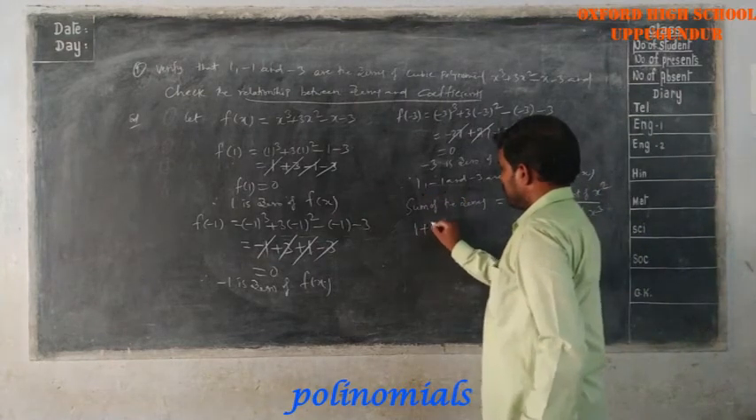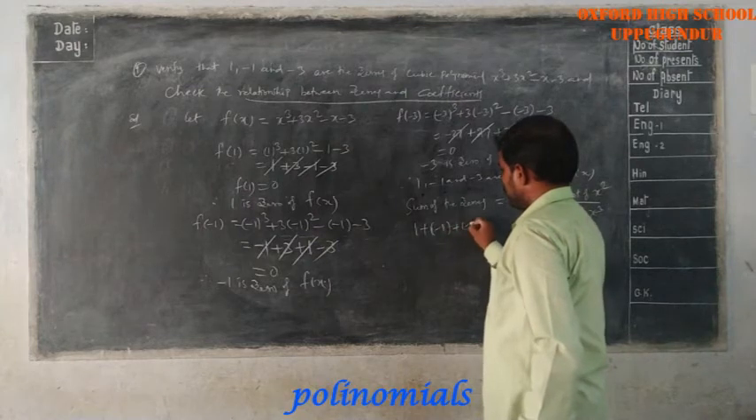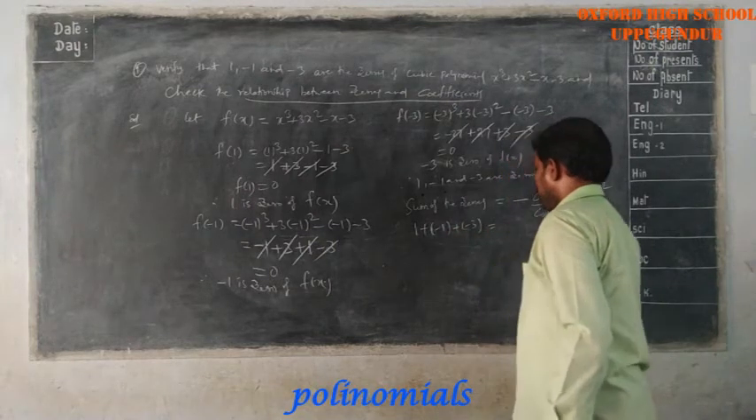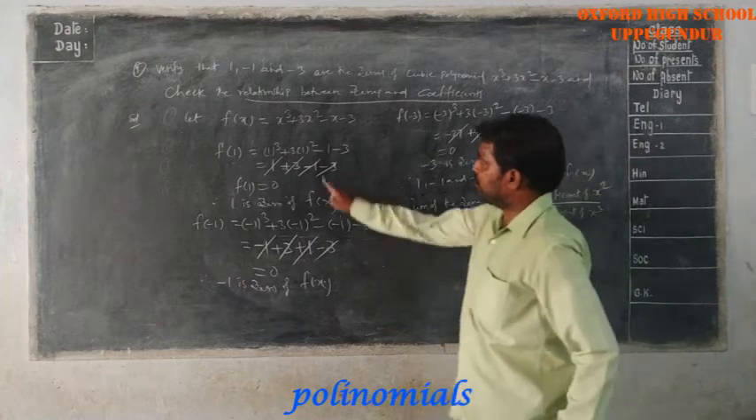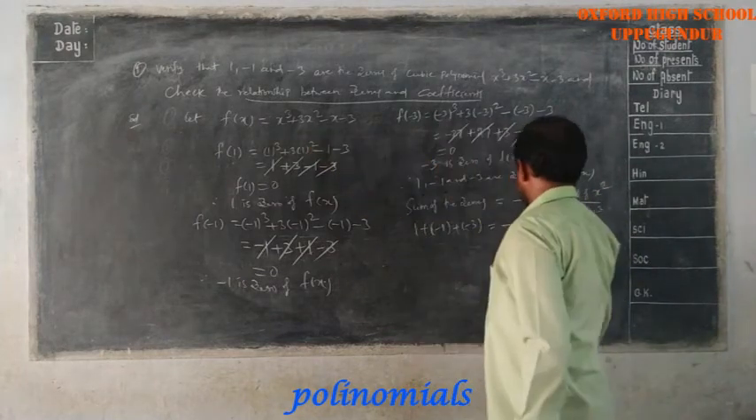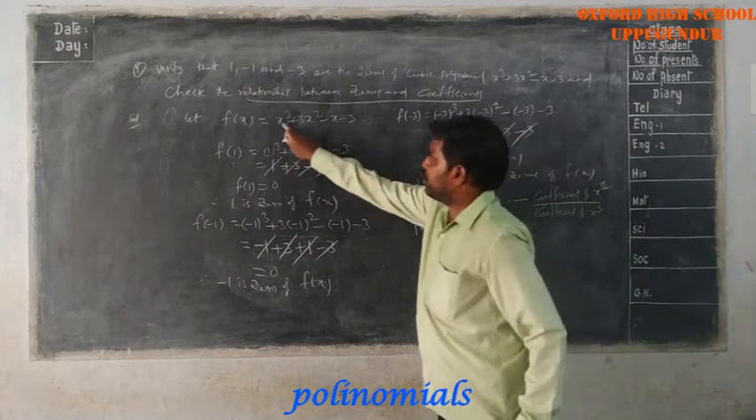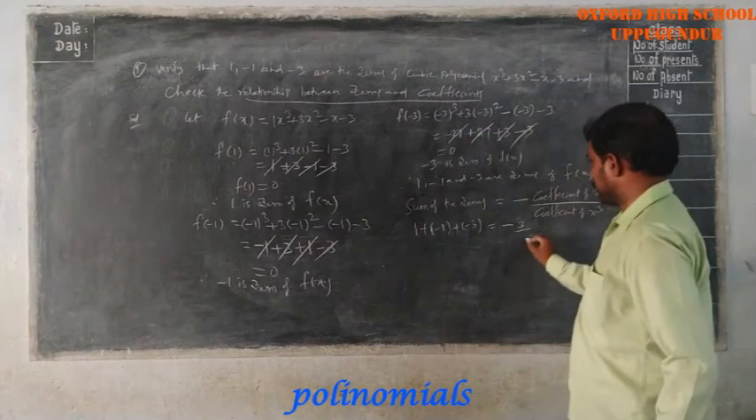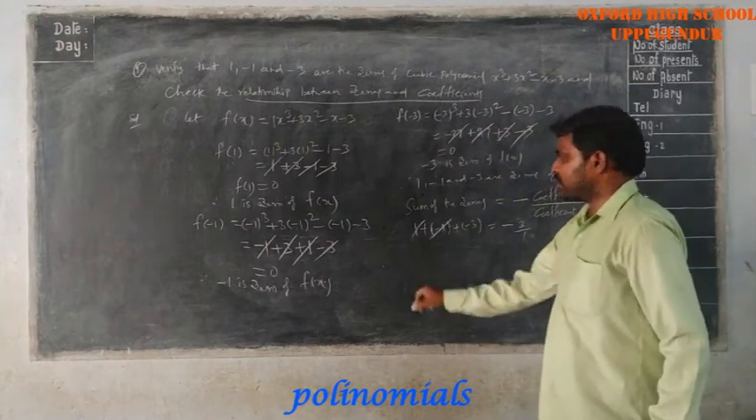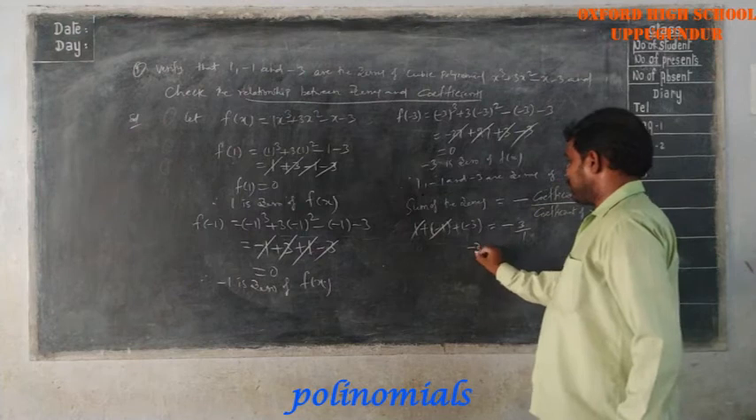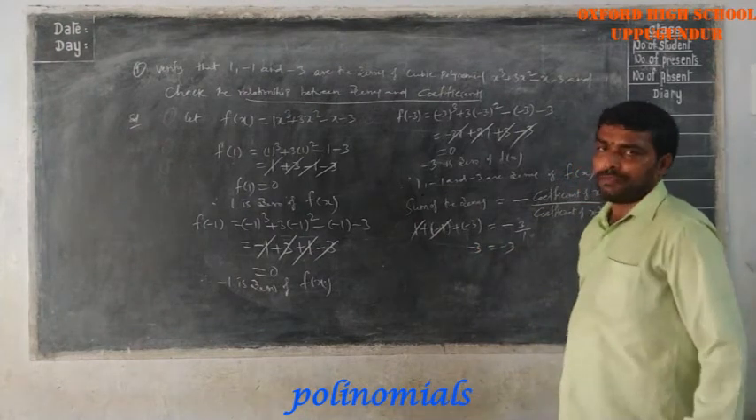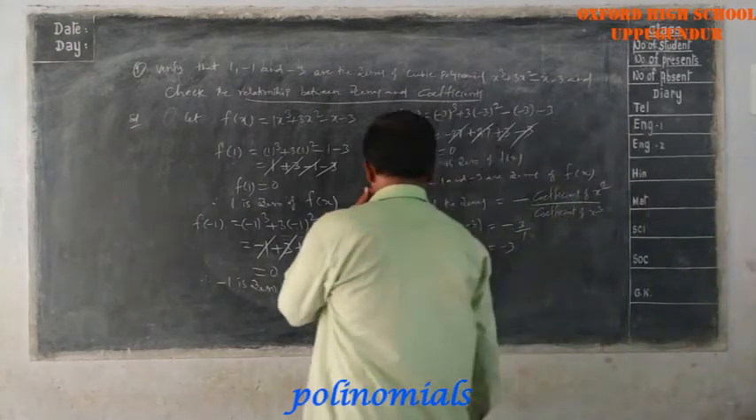1 plus minus 1 plus minus 3 equal to minus x square coefficient 3 by x cube coefficient 1. So plus 1 minus 1 cancel, minus 3 equal to minus 3. Verify. Next condition.